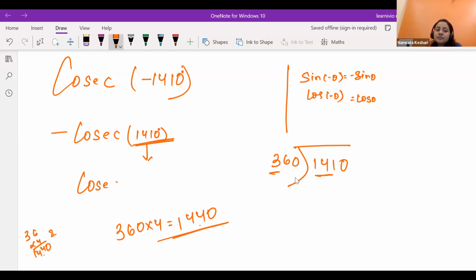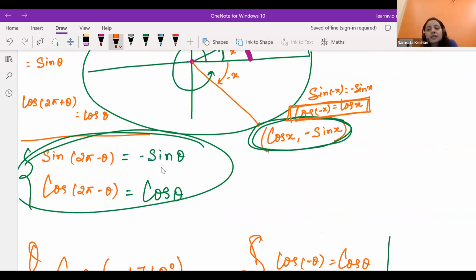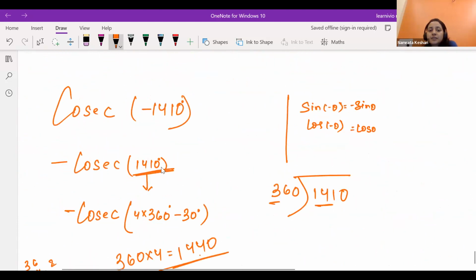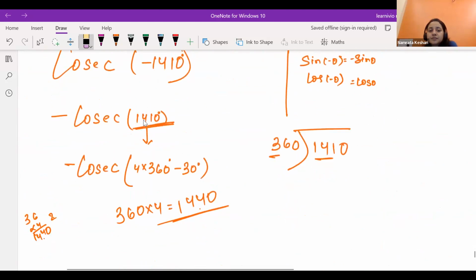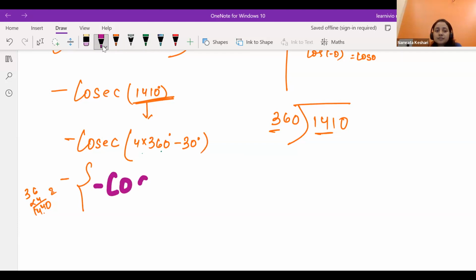Let's write it like this. Cosec of 4 into 360. That is 1440, but we are having just 1410. Let's subtract 30 degree. Is it clear? Now only we have discussed that sine 2 pi minus theta is minus sine theta. Similarly, cosec of a multiple of 2 pi minus theta is minus cosec theta. So the minus sign which is already there outside will be there, and the result of this one will be minus cosec 30.